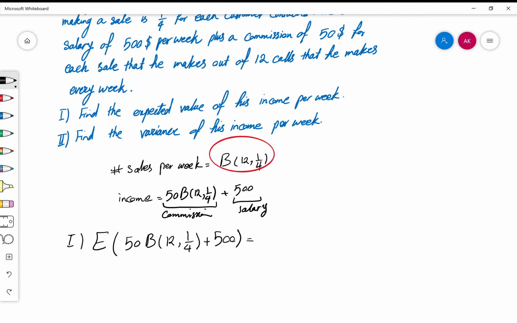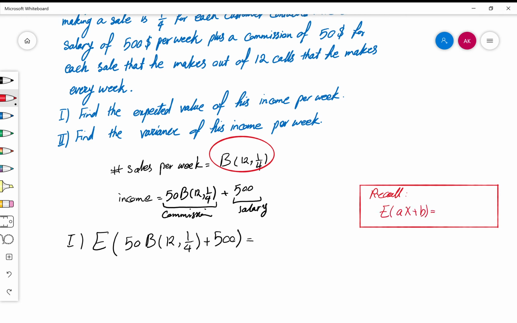You should remember this all the time. The expected value works nicely with linear operations, adding and multiplying by a constant. They are friends. So let me just write here, recall that E of aX plus b is a times E of X plus b. So in this specific case, we will get 50 E of B(12, 1/4) plus 500.